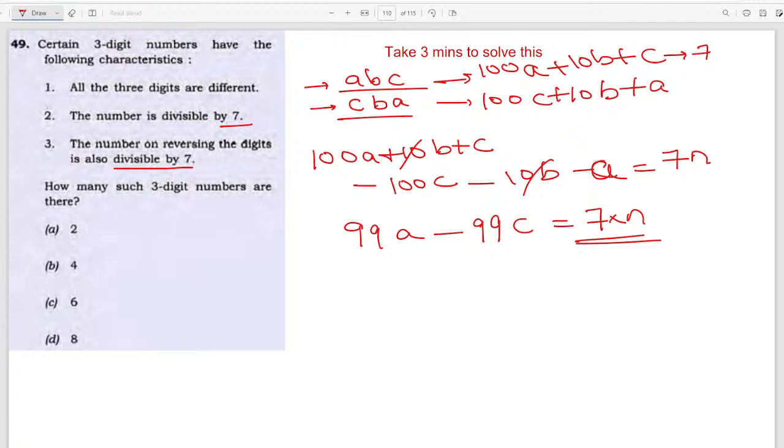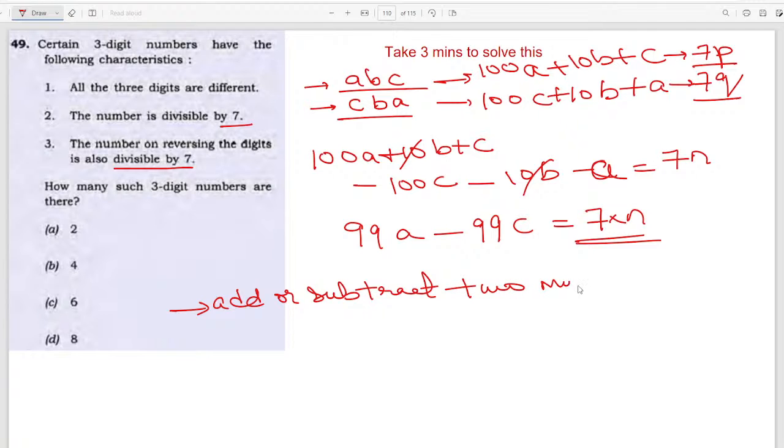We take this as 7P, and this is 7Q. And when you subtract 2 multiples, we had discussed it in the initial basic classes: when you add or subtract 2 multiples, you would get a multiple of the same number.